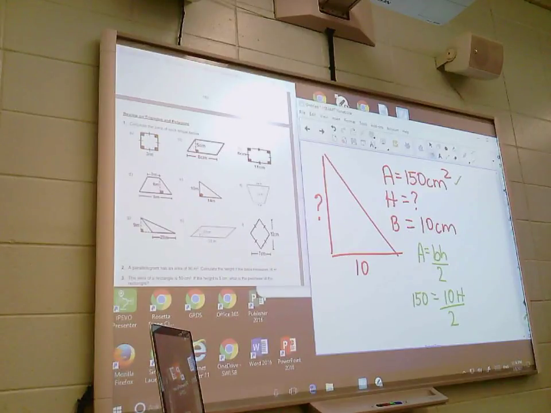Algebraically, how do I get H all by itself? How do I get H, like X, all by itself? How can I remove these numbers?